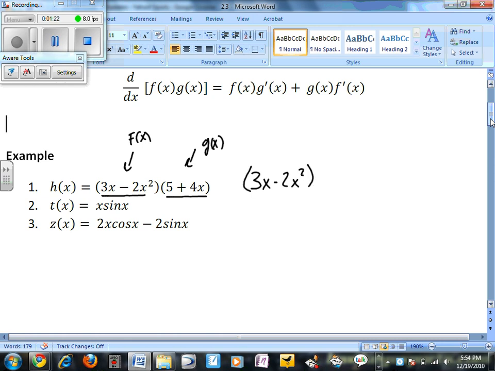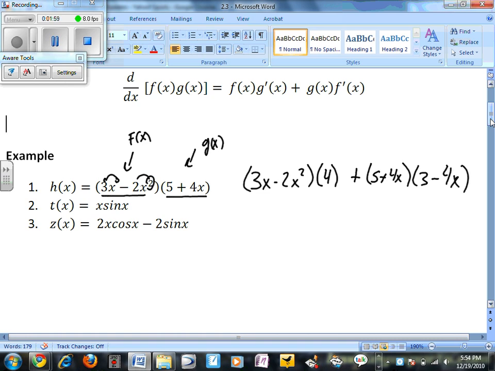And what the product rule says, we're going to take the derivative of the second function. Well, the derivative of 5 plus 4x is just 4. And then we're going to add, we're going to leave the second function, g of x, 5 plus 4x, and we're going to take the derivative of the first function, 3x minus 2x squared. Remember, we drop the power and subtract 1, so that's going to be 3 minus, drop the power and subtract 1, 4x.